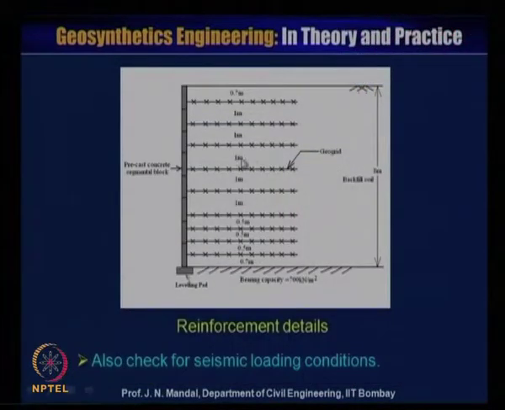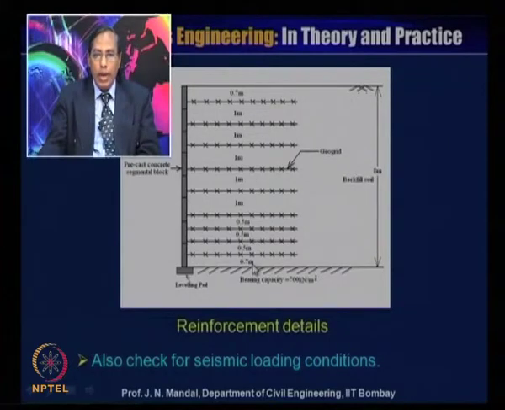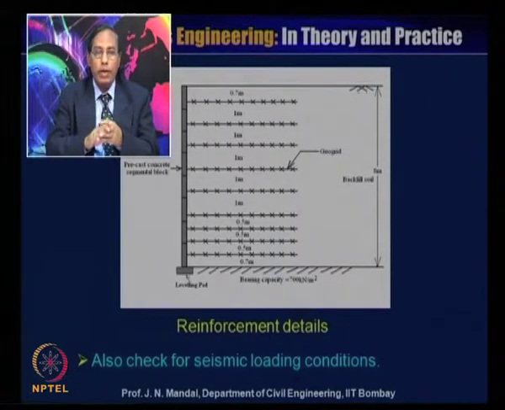Now here the reinforcement detail has been shown. This is the precast concrete segmented block, and this is the length of the reinforcement, that is constant. Initially you know the spacing is 0.5 meter up to this, and then again 1 meter like this. So the geogrid has been placed accordingly. You also have to check for the seismic loading condition. I have already mentioned how to check the seismic loading condition, so you can check it from this.